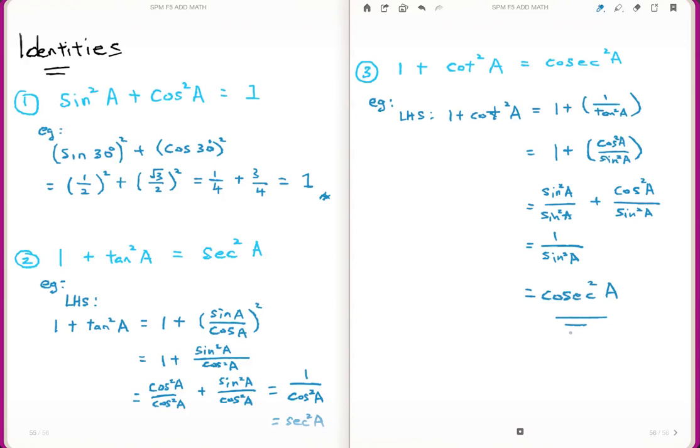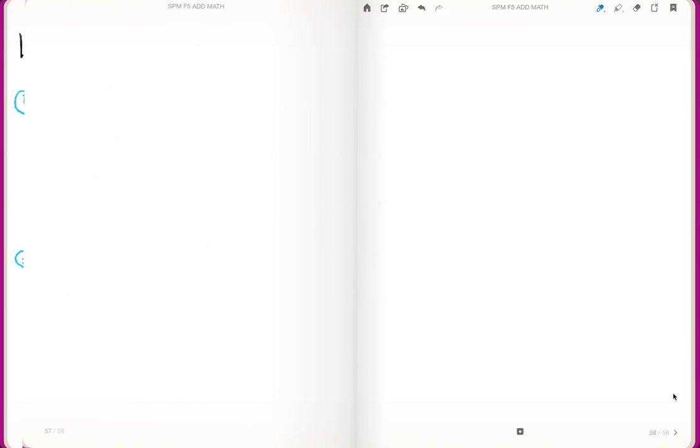Now, next would be addition and subtraction for these three: sine, cos, tangent operation. Addition and subtraction. Maybe I'll put it at number 4, kind of identities.